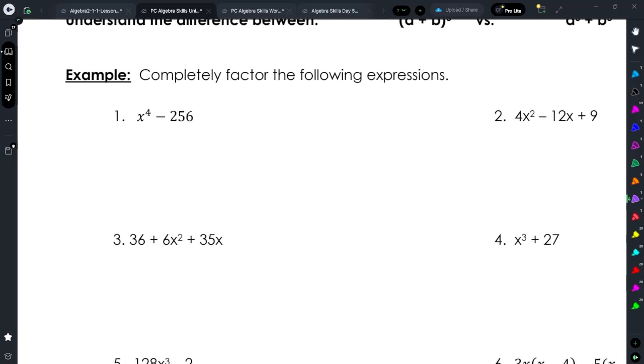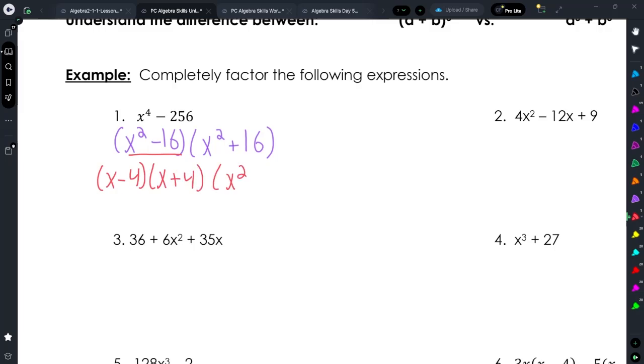So we have x to the fourth minus 256. So this is a difference of two squares because x squared squared is x to the fourth, and 16 squared is 256. So we can factor that to x squared minus 16 and x squared plus 16. But now we can factor x squared minus 16 into x minus 4 and x plus 4. So this is our completely factored form.